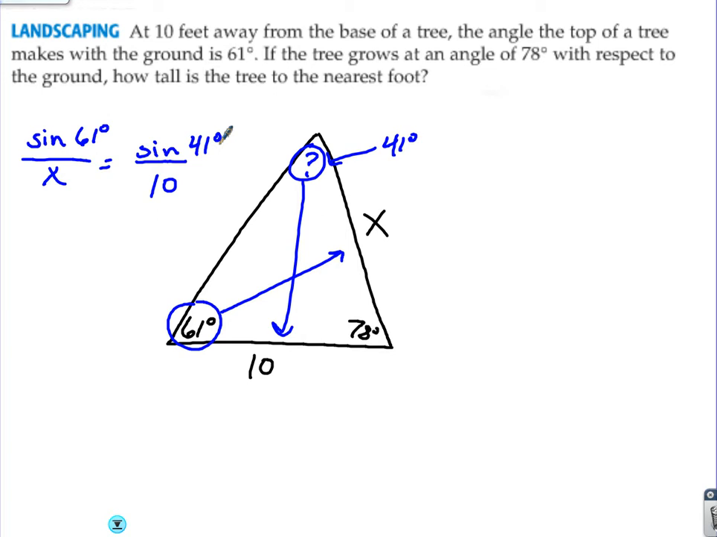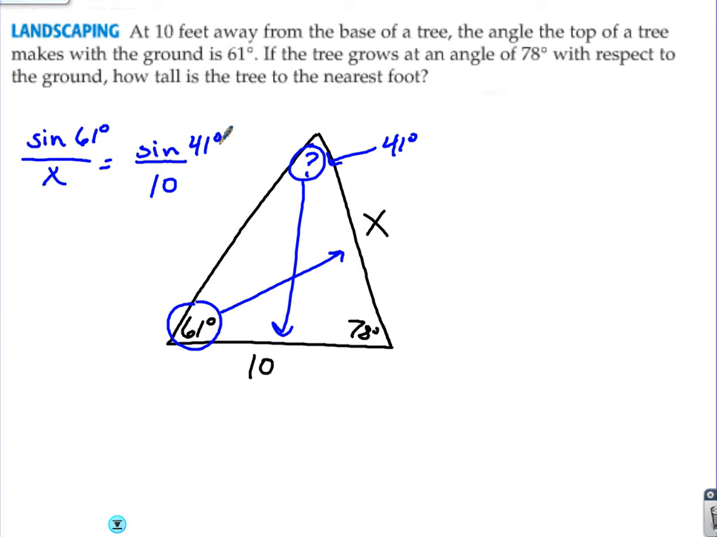Do you see how this ties in also with old stuff that we did? Can you tell me, is that tree going to be taller than 10 foot or shorter than 10 foot? You remember that lesson? You have a triangle. In that triangle, you have a 61 degree, a 78 degree, and a 41 degree angle. The shortest side is always across from the shortest angle. The largest side is always across from the largest angle. So 10 is across from 41. Is that tree going to be taller than 10 foot or shorter than 10 foot? Taller. Okay, let's type this in there.